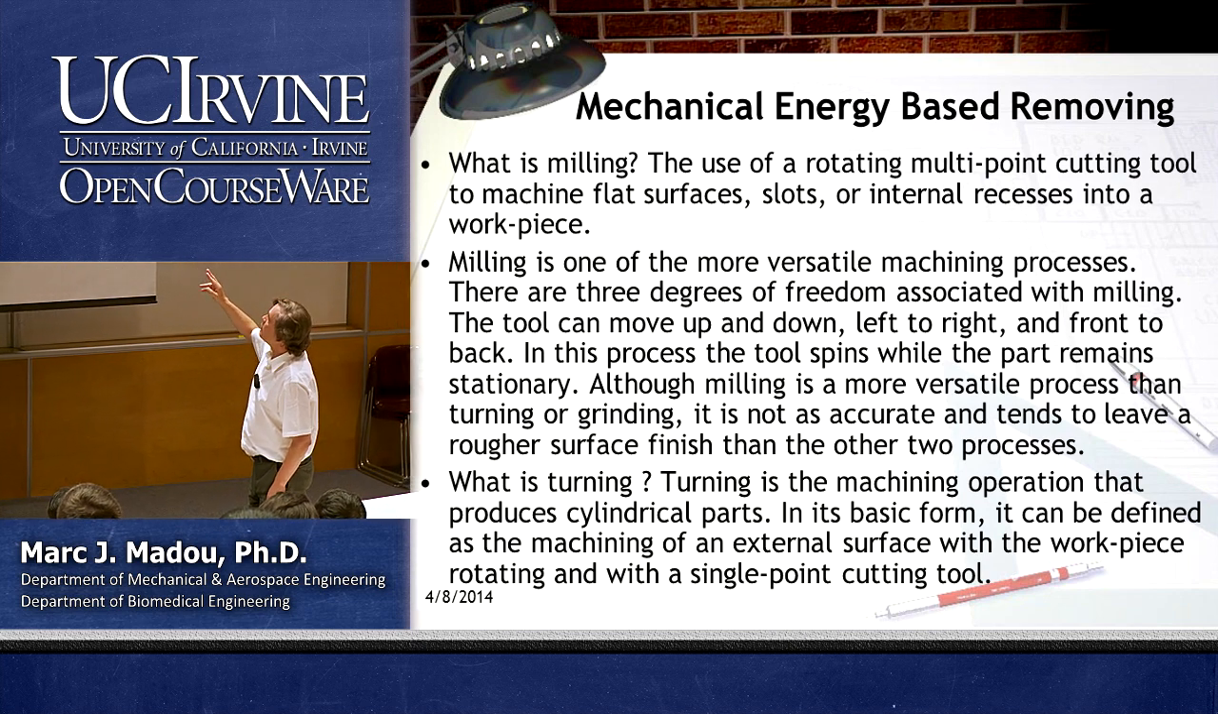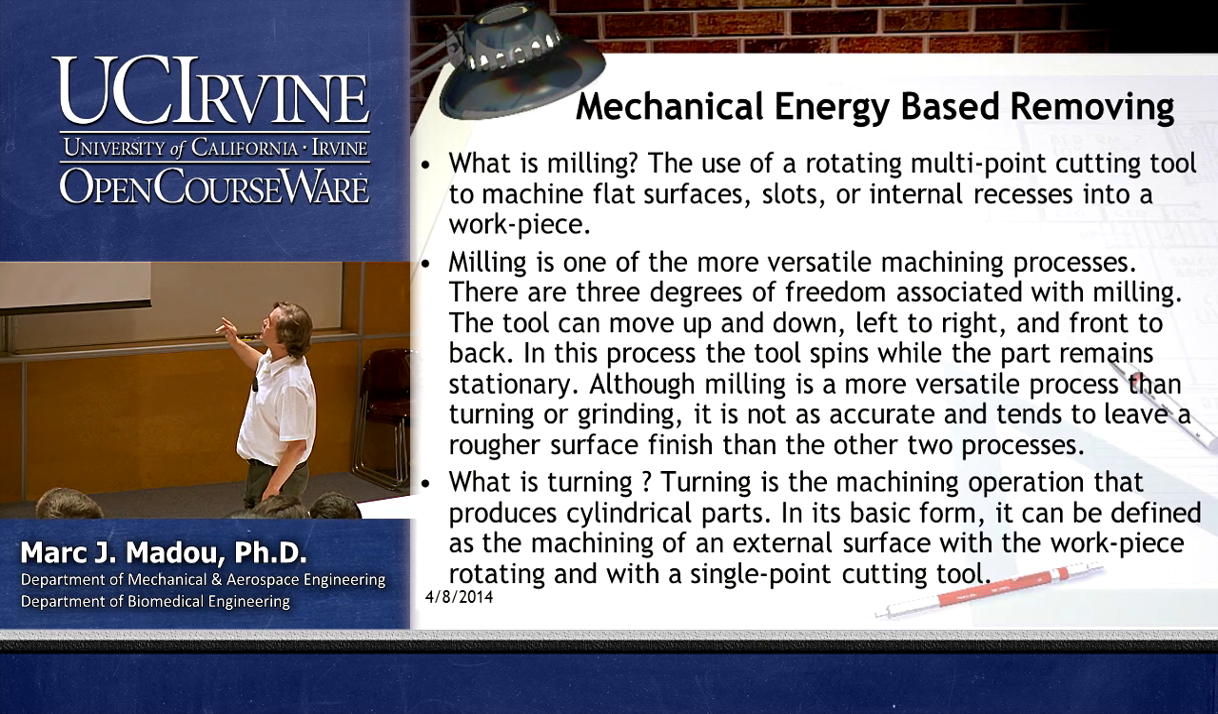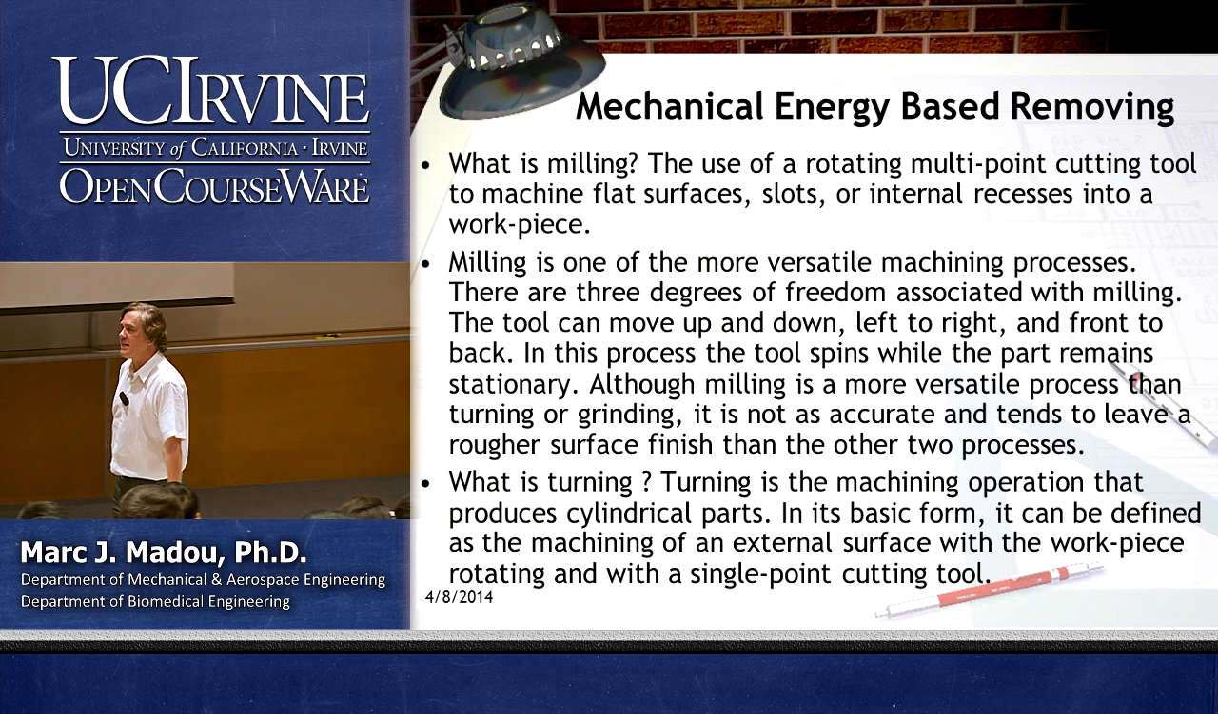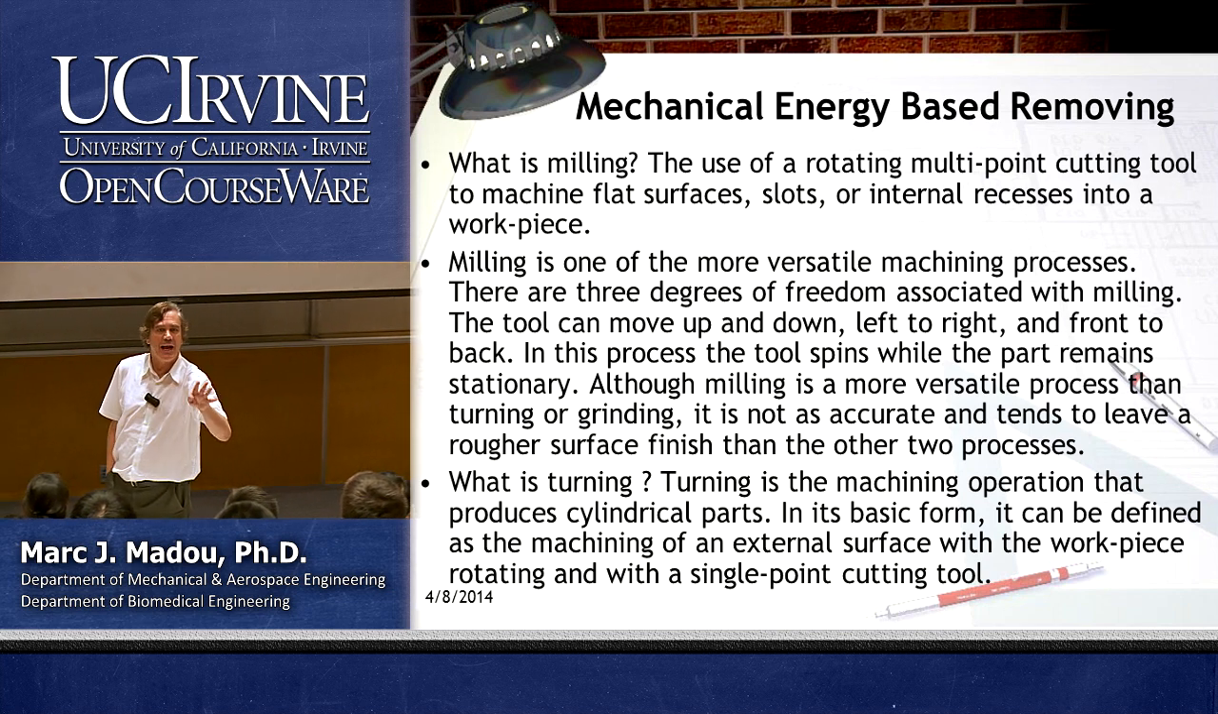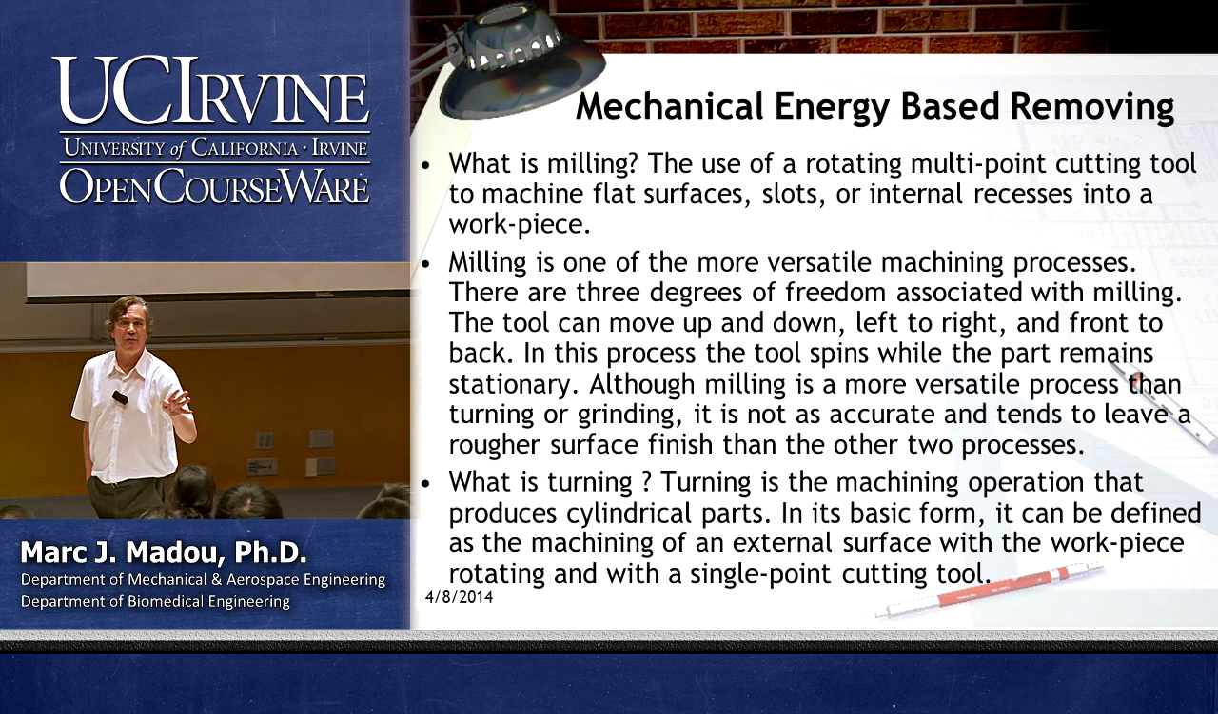Milling is one of the more versatile machining processes. There are 3 degrees of freedom associated with milling. Now, the tool can move up and down, left to right, and front to back. Now, when you're going to buy a CNC machine, it's going to be a 3-axis, 4-axis, or 5-axis.